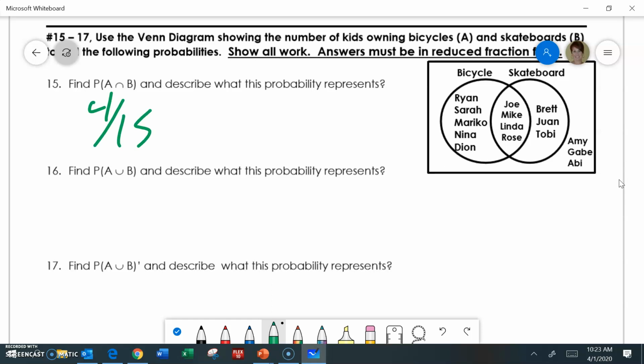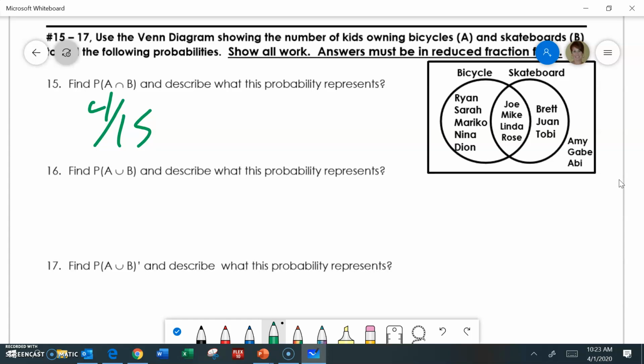That does not reduce. Now, when you were supposed to describe what this probability represents, you should have written down that you are including the students that own a bicycle and a skateboard, okay? For number 16, this is the probability that you pick someone that owns a bicycle, or this is a union, so that little symbol between A and B, remember, means union, a bicycle or a skateboard.